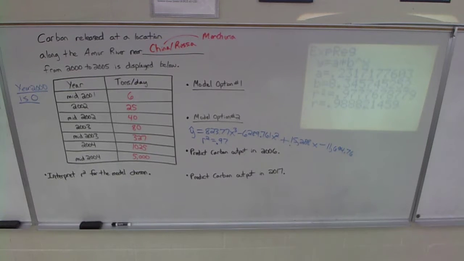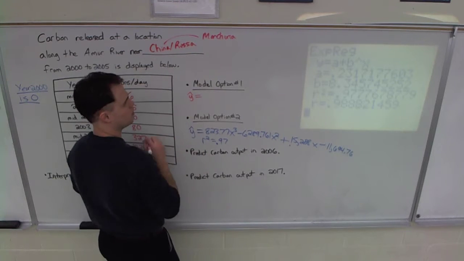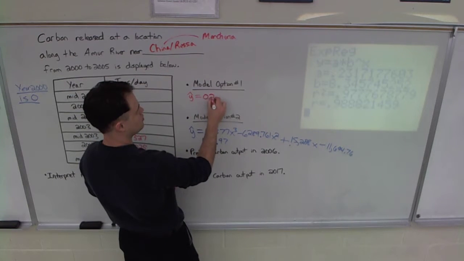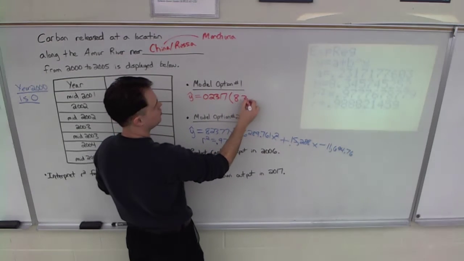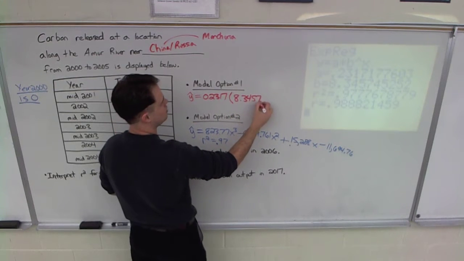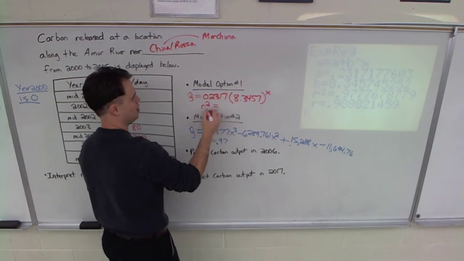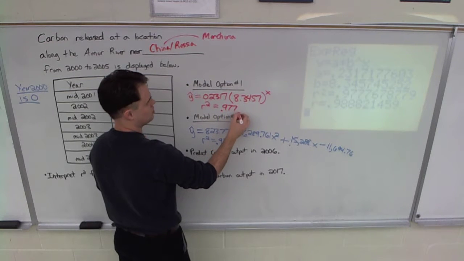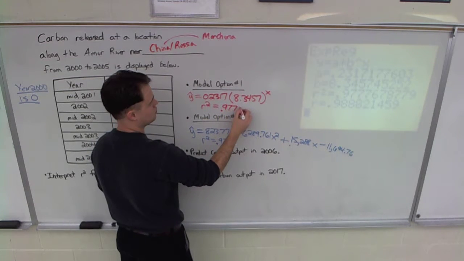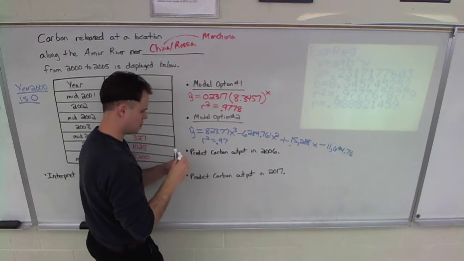And there's our other option. So this option is a model of 0.2317 times 8.3457 to the x power. I'm going to write down its r squared while I'm at it. It's going to be 0.9778. I should have written this one down a second ago.